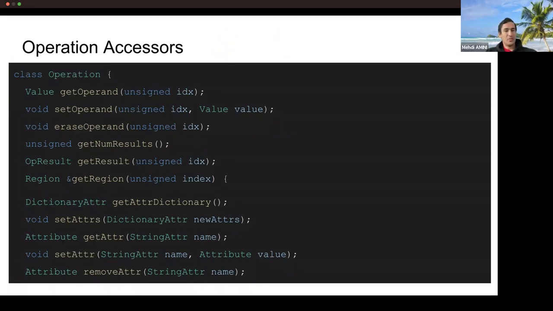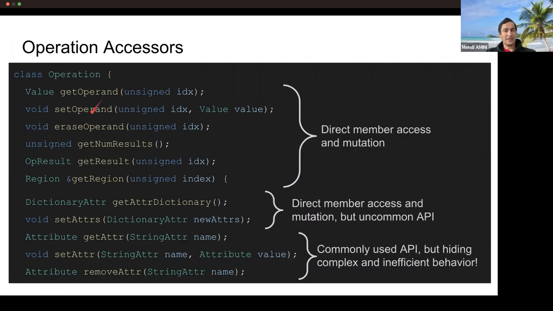Okay, so now we understand how operation is modeled. We understand how attributes are created, stored, accessed. So we have a good idea of this mental model. Let's look at the accessors that exist on operation. At first you have get operand, set operand, erase operand, get num results, get results, get region. Those are all direct member access and mutation. We saw the layout of an operation. We saw that those are members, like regular C++ members, and you have some offset calculation that is most of the time inlined, but other than that, you get a direct pointer to a member in the same allocation block, and you can change it.